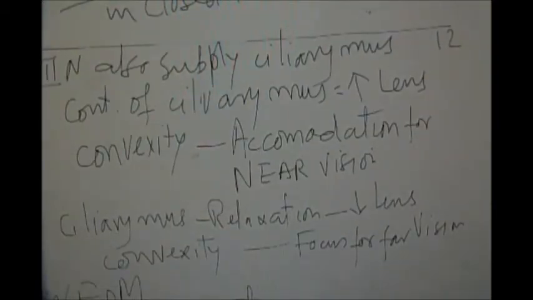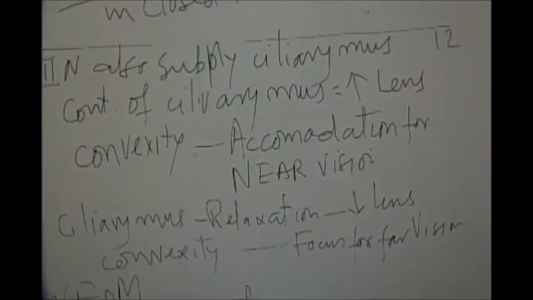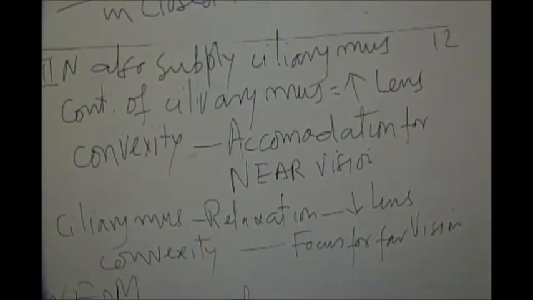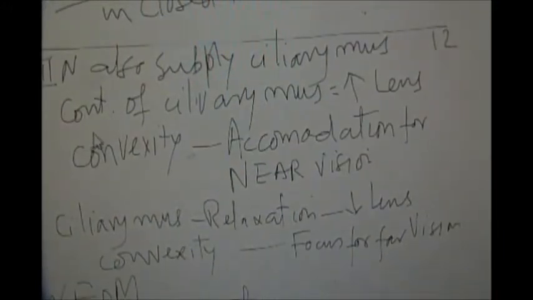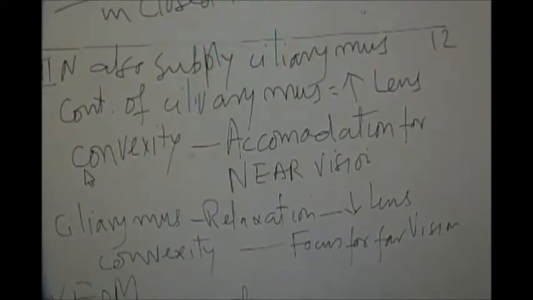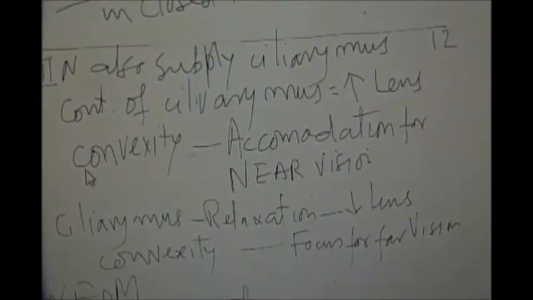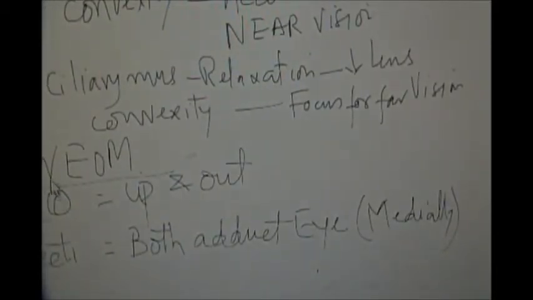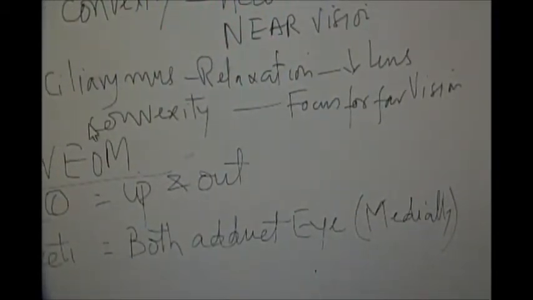The muscles supplied by the oculomotor nerve: apart from the extraocular muscles, it supplies the levator palpebrae superioris muscle and also the ciliary muscle. The contraction of the ciliary muscle increases the lens convexity, and that is the accommodation for near vision. When the ciliary muscle relaxes, it decreases the lens convexity and focuses for far vision.